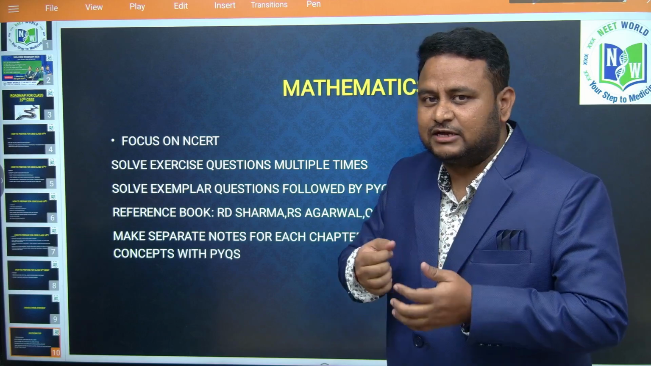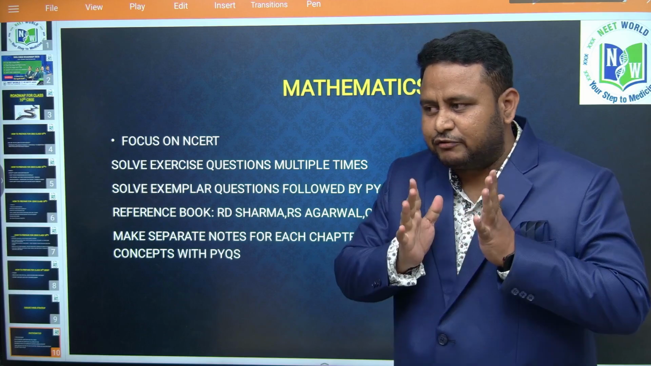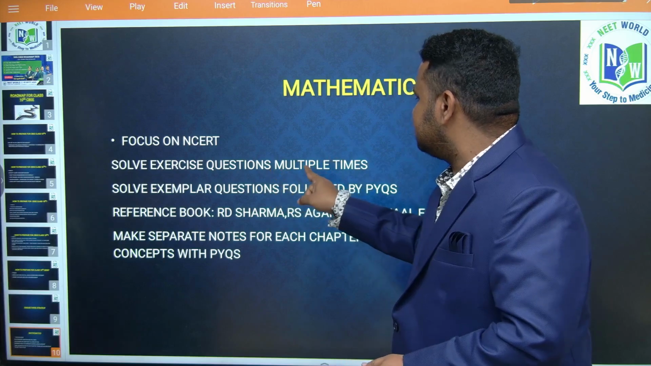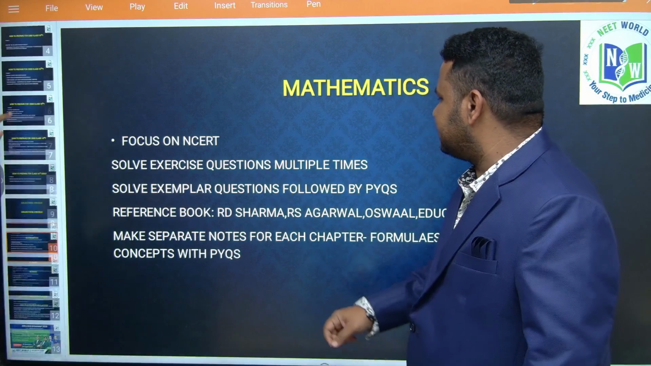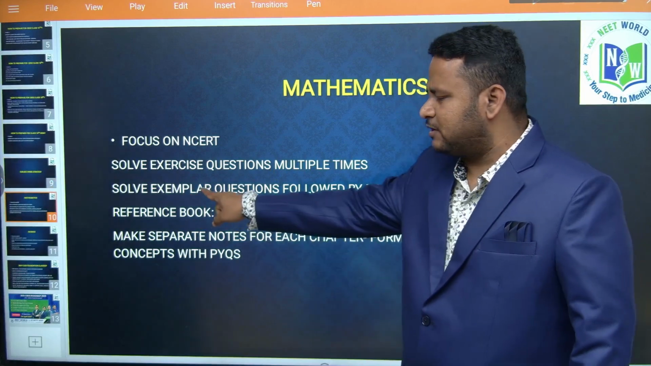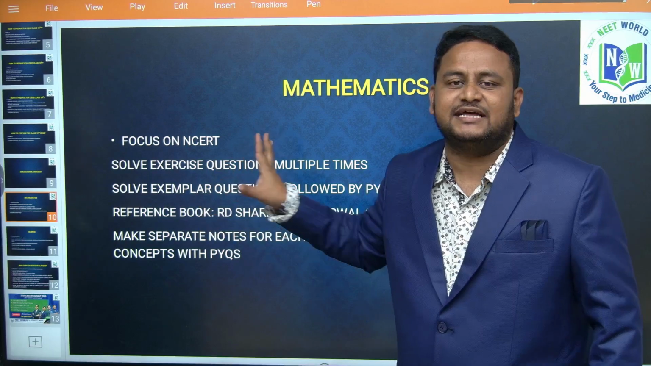Directly they have been picked because the CBSE exam paper setters also know that students solve exercise questions but ignore example questions. So definitely you have to solve even example questions. So solve exercise questions and example questions multiple times. Next, after that, you have to solve exemplar questions followed by PYQs. Exemplar means what? This is nothing but the NCERT exemplar.